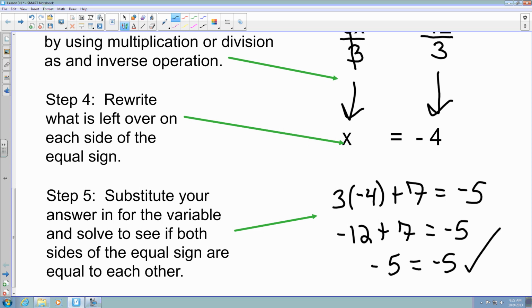So it checks out. You must do this for all problems. If you are unsure of your answer, the best way to see if it holds true or not is to do this check.